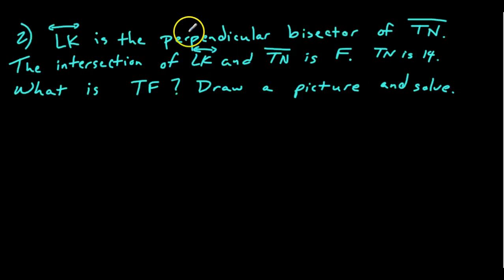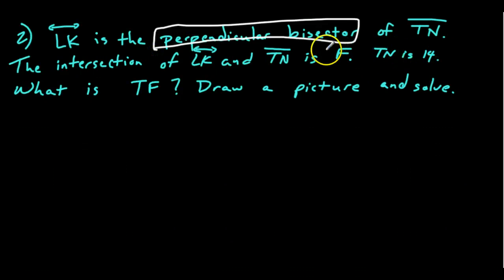And the last one. We've got line LK is the perpendicular bisector of segment TN. The intersection of line LK and TN is F. TN is 14. What is TF? Draw a picture and solve. It's always handy to draw pictures, guys, when you don't actually have it. I'm going to cheat here and use the straight line tool.